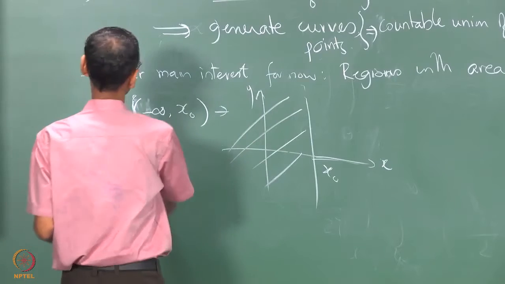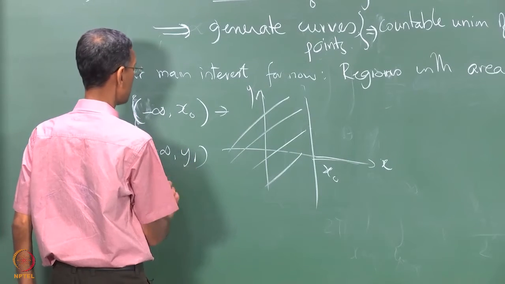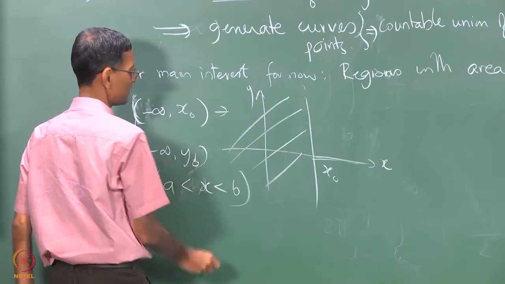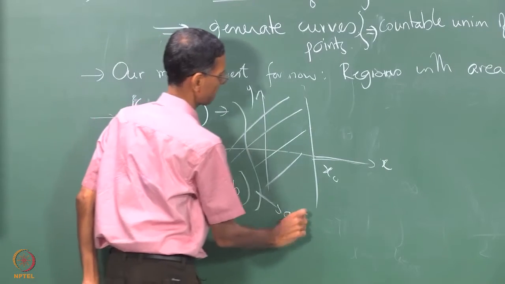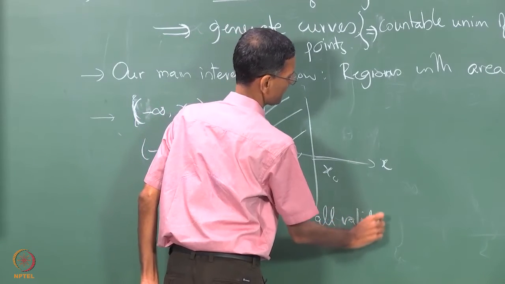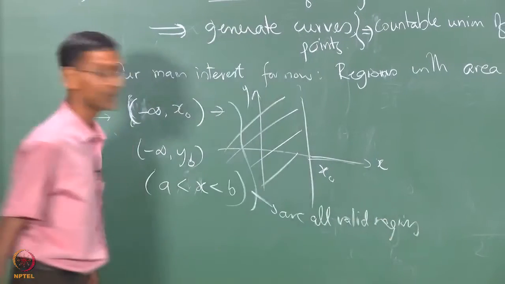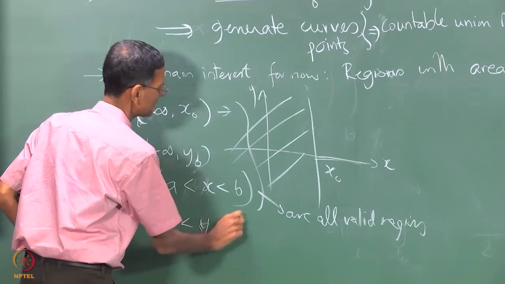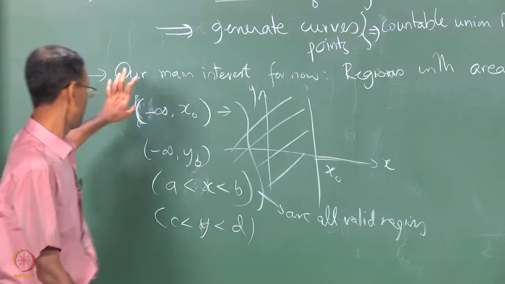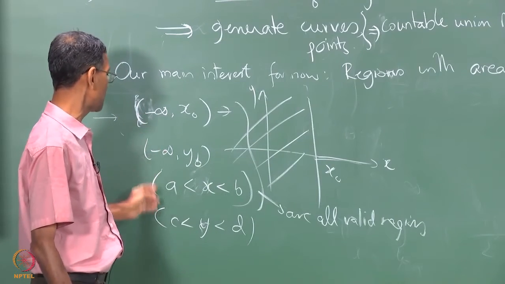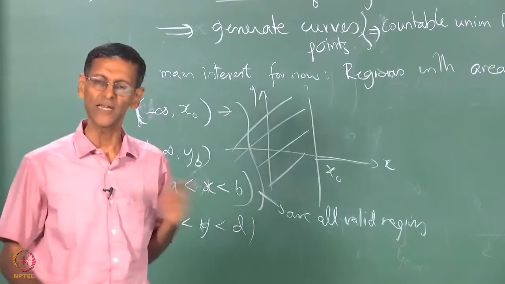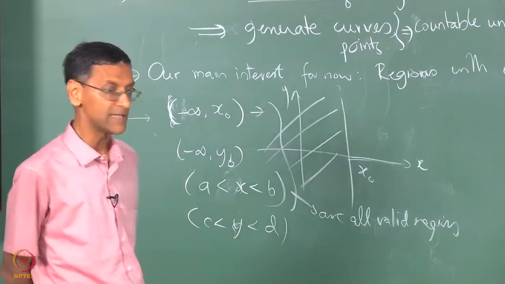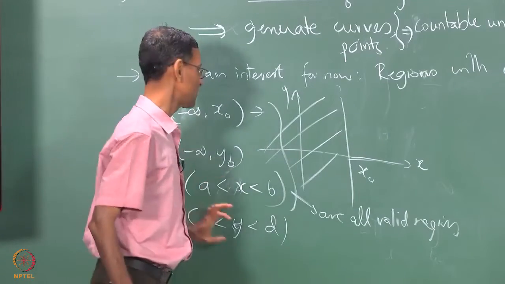So minus infinity to x naught, minus infinity to y naught, a less than x less than b, all such things are all valid. You can also add c less than y less than d. See all of these. So if we think of it as an event, we should put the curly brace around it, but for right now I am just looking at a valid region, so I am just writing it with ordinary brackets or parentheses. Later on we are going to look at the event version of this.